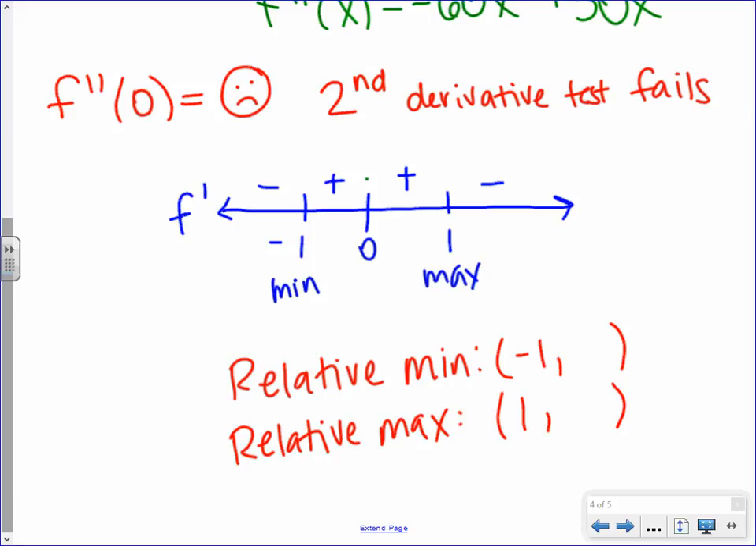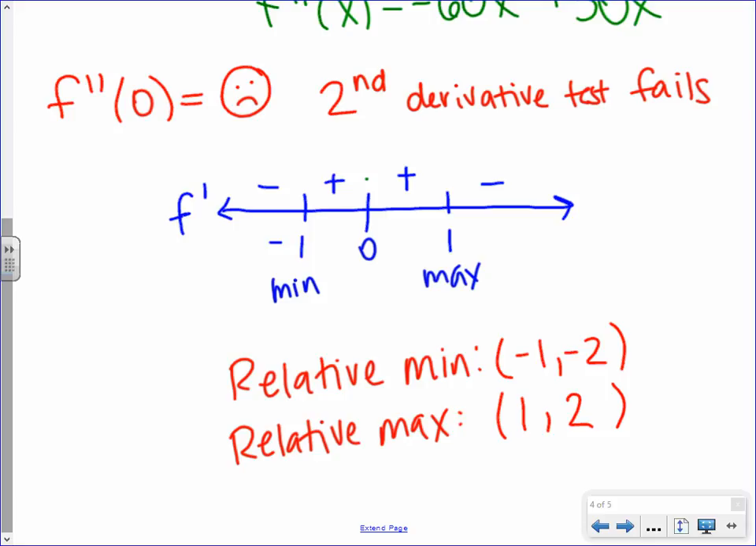Okay, so if we plug those numbers in to actually get the coordinates, we should get, let's see, negative 1, negative 2 should be our relative minimum, and 1, 2 should be our relative maximum.